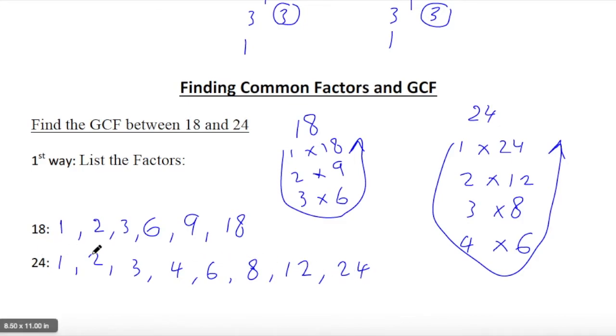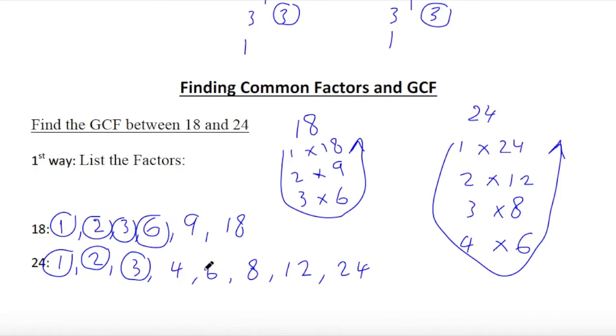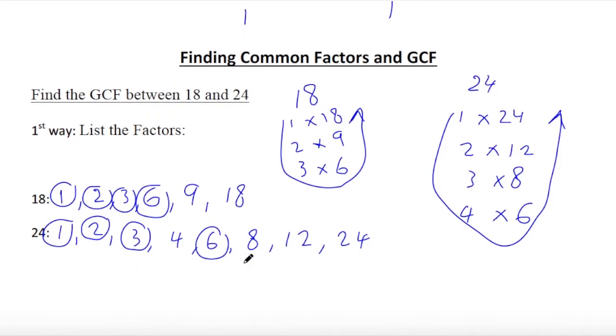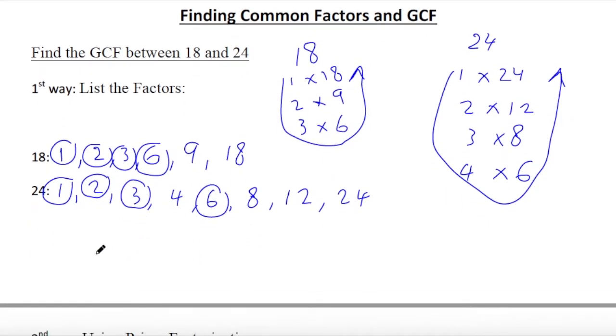Now what are the common factors? As you can see, 1 is a common factor, 2 is a common factor, 3 is a common factor, 6 is a common factor. What is the greatest one? So 6, of course. So the greatest common factor is what? Equals 6.